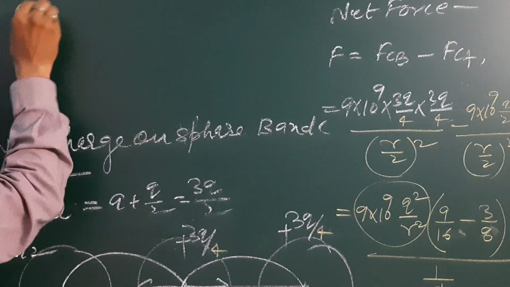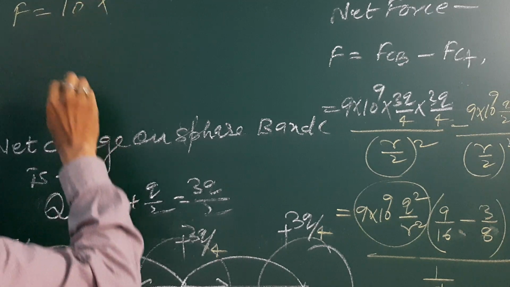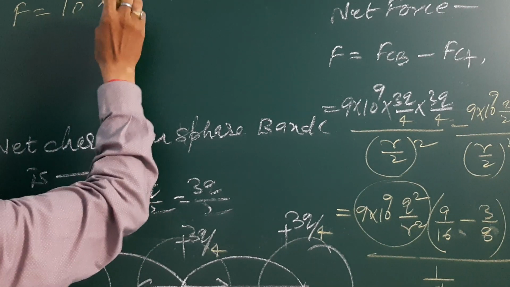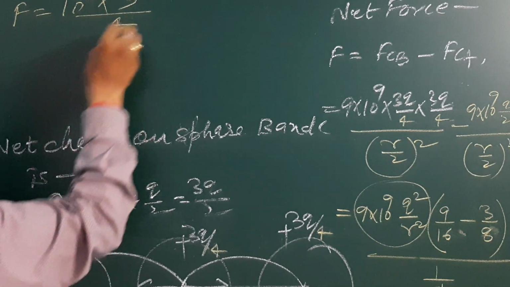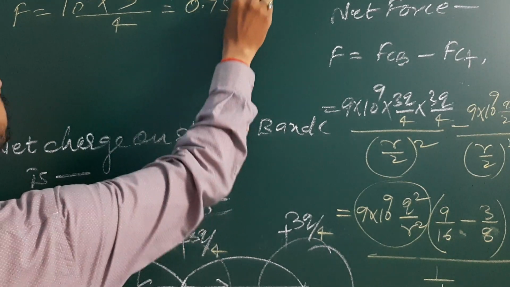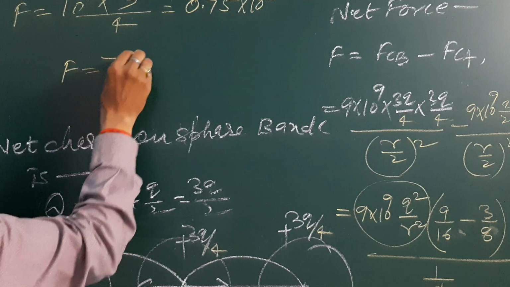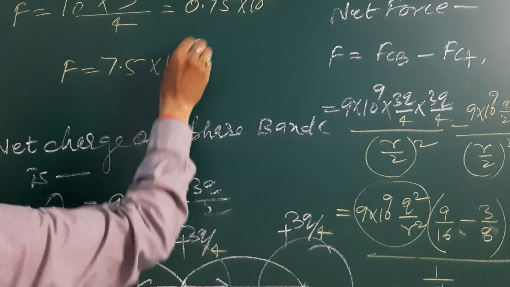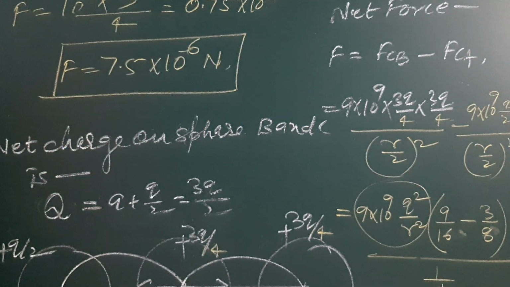So F equals 10 power minus 5 into 9 minus 6, that is 3, by 4. So it is 0.75 times 10 power minus 5. So F is equal to 7.5, you can also write it as 7.5 into 10 power minus 6 newtons. That is your answer.